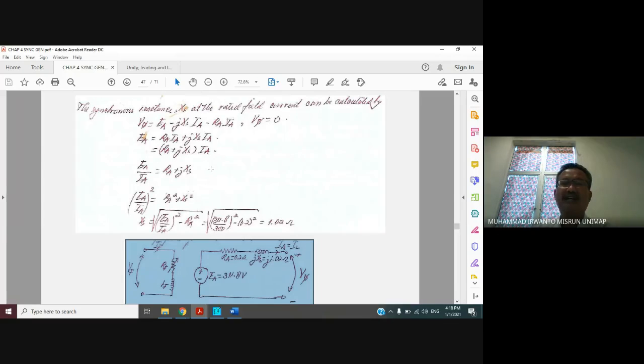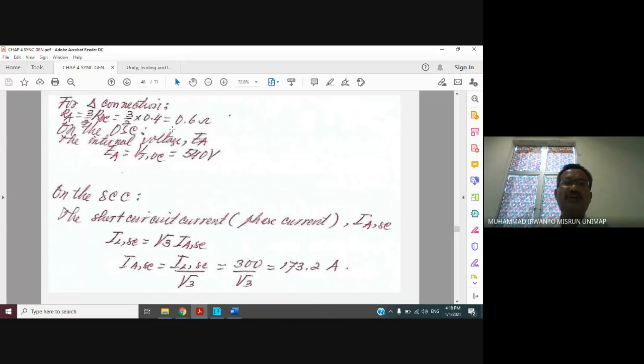For the delta, RA is equal to 3 over 2 RDC. So you have to find the RA value first. For the delta, RA is equal to 3 over 2 multiplied by RDC. Because RDC is 0.4, the value of RA for the delta connection is 0.6. And then the internal voltage, same as before, EA. Remember it is for the delta.